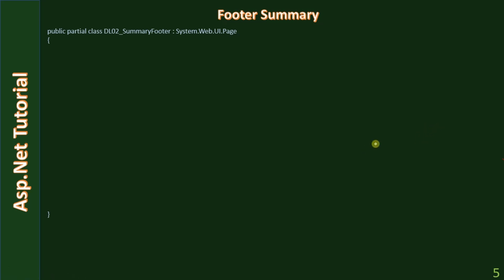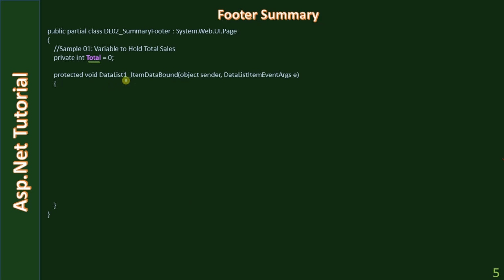So before we proceed with the footer summary, we will be creating a field or a variable called total, and this total we will display in a footer. And once we link the data source to the data list, it will make a call to the ItemDataBound event. So for each and every record, this will get called.